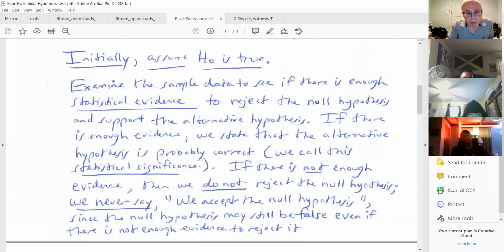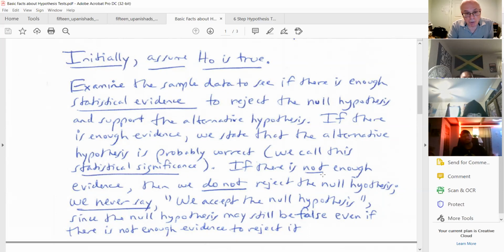We call this, by the way, statistical significance. We say that the sample statistic is significant enough to say that the null hypothesis is probably not correct. I'm saying probably because it could be. And the alternative hypothesis is probably correct.